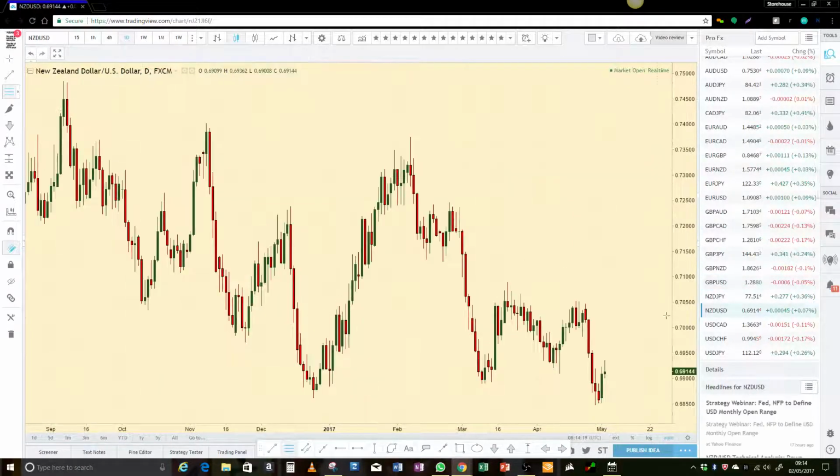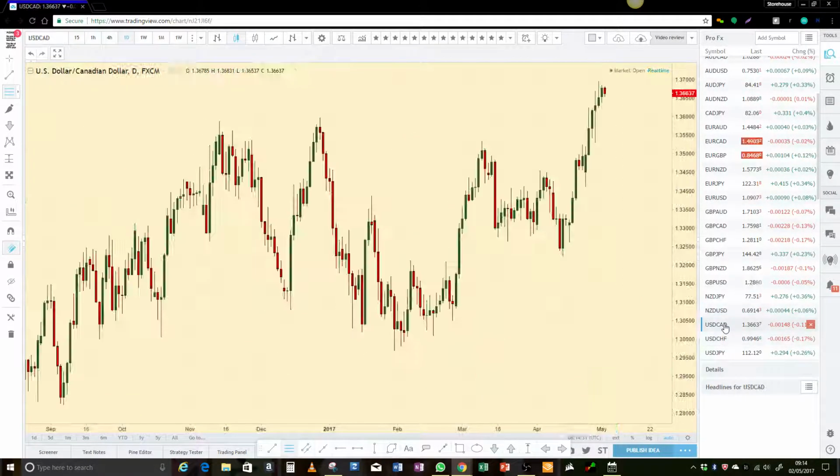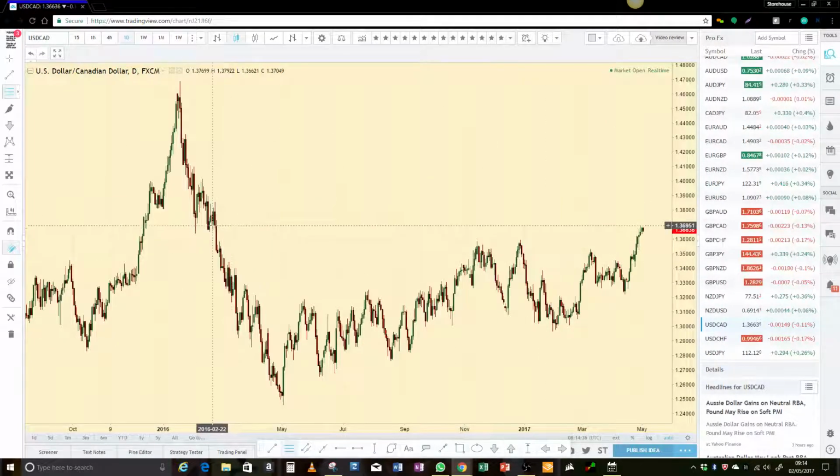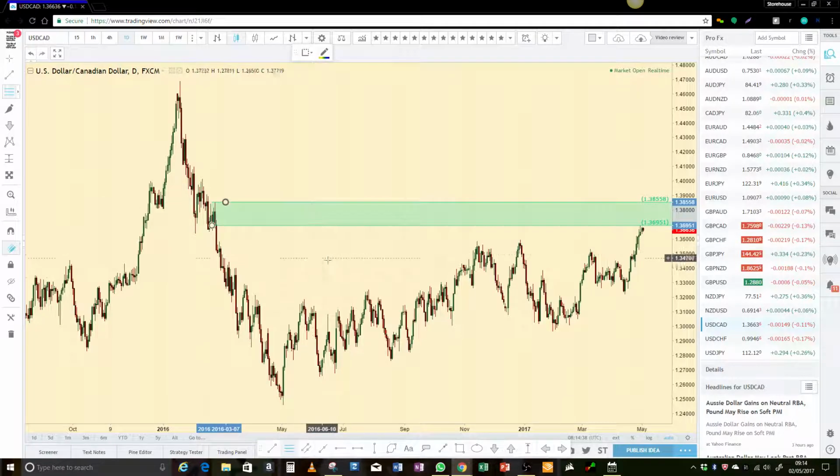Let's take a look at the New Zealand pairs. So with the New Zealand on the daily, we don't really have much to do right now either, because we've got that supply above there and we're not anywhere close to it. Nothing really exciting there. Oh, that's a bit better. It's a bit more exciting, that one.